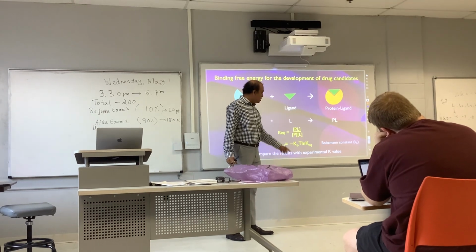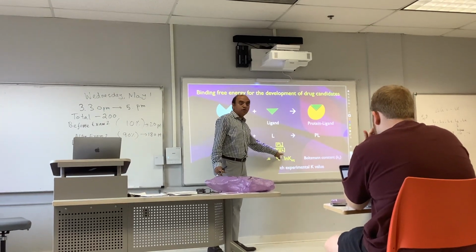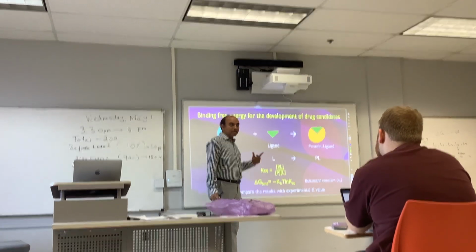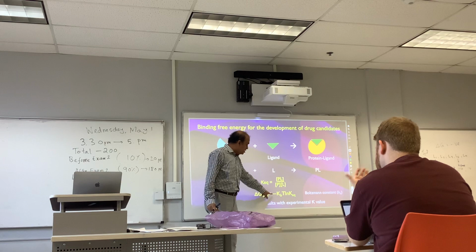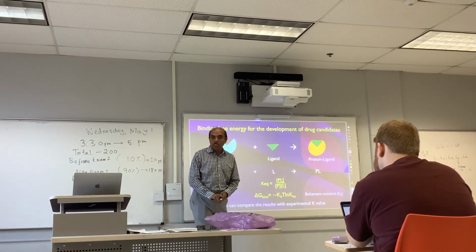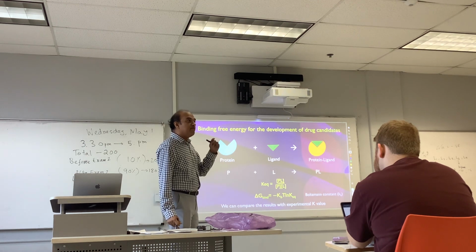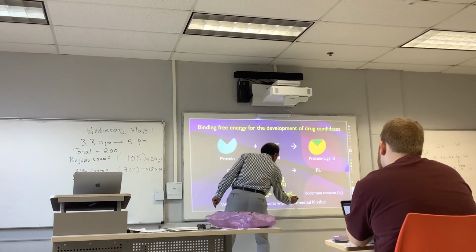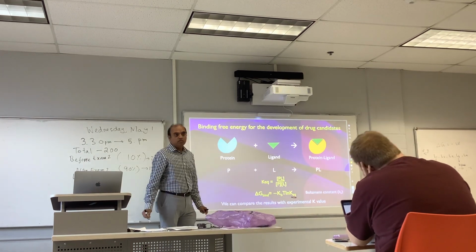So how do they measure it? They take the concentration of the complex, divide by the concentration of the ligand and protein, and then they get the K equilibrium. That K equilibrium, they then convert to free energy by using this equation: delta G equals negative KB T ln of K equilibrium. This is the equilibrium constant.